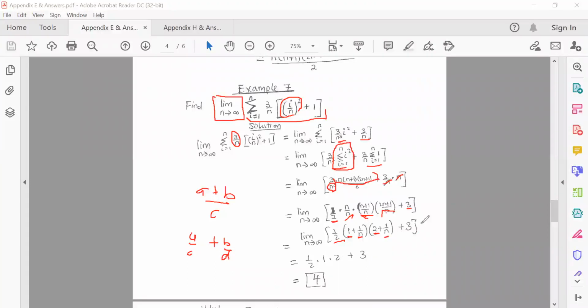Now, at this stage, you're good to go. It means you can apply your limits. Remember, the limit as n tends to infinity of a constant is just the same constant. So half stays as half. But look at what happens here. 1 over some infinitely large number is 0. So 1 plus 0, you see that we just have 1. 2 plus 1 over an infinitely large number is just 2 plus 0, because 1 over infinity is just 0. So you have 2 plus 0, which is 2. Take note, this dot here is multiplication. And then you just have plus 3. And if you do that, you have 4.